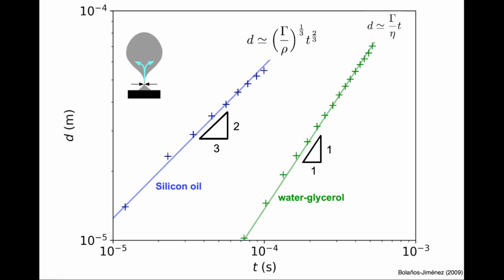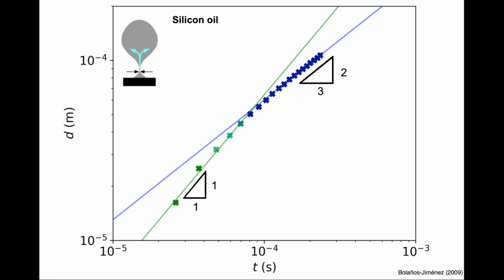So why are the dynamics different in these two fluids? How can we know what to expect? An inertial capillary regime or a viscocapillary regime? Additional experiments can help us better understand what is going on here.